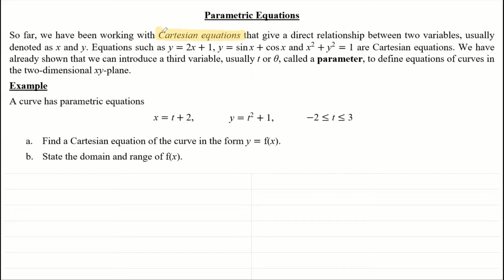We have already shown that we can introduce a third variable, usually t, which we saw in the warm-up, or theta. But you can call it whatever you like. This variable is called a parameter. And we can define equations of curves. This is the key thing here. Define equations of curves in the two-dimensional xy plane.